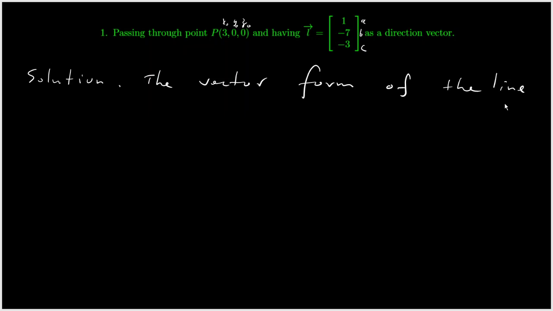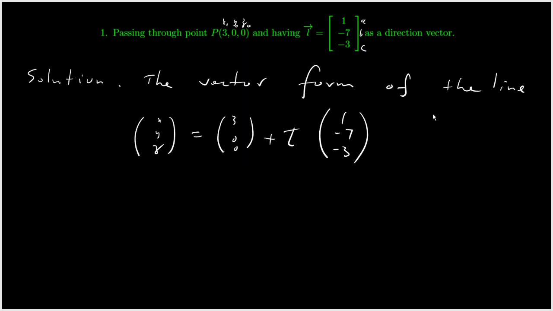The vector form of the line is the following. X, Y, and Z are three arbitrary unknowns. You imagine X, Y, and Z represent an arbitrary point on the line, which is equal to, in this case, the x naught value is 3. So I think you have (3, 0, 0) in here, right? And then plus t times (1, -7, -3). I will show you what's going on very shortly.